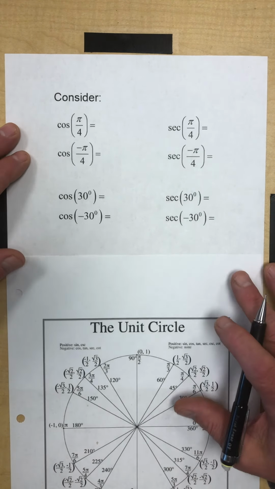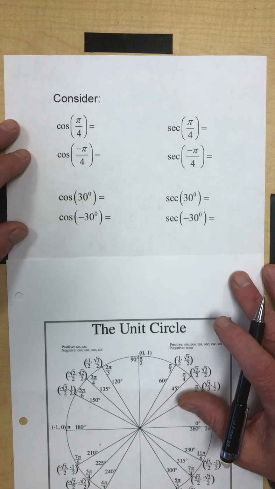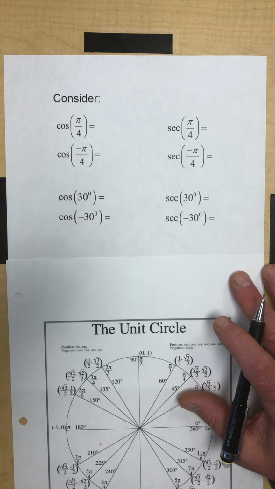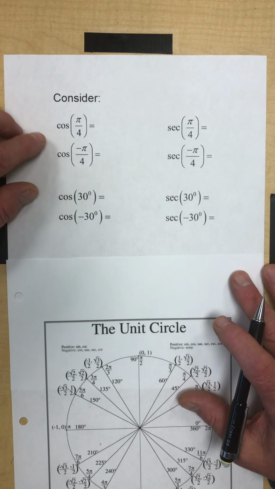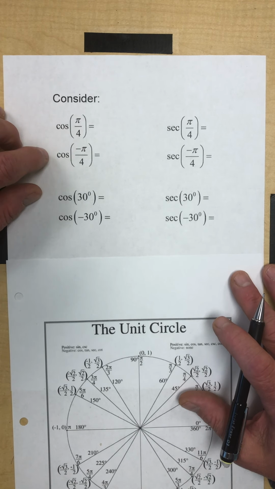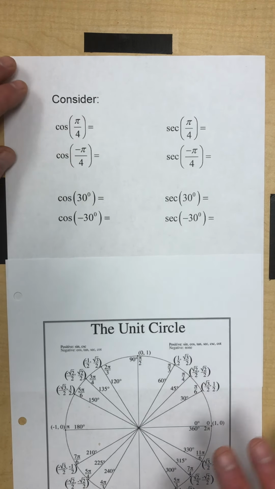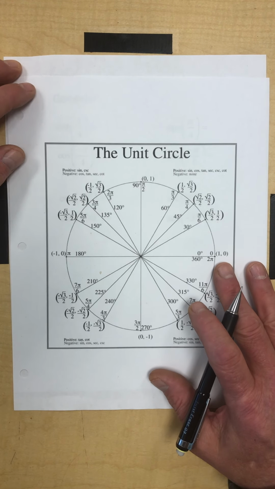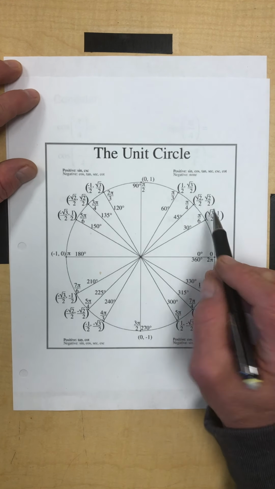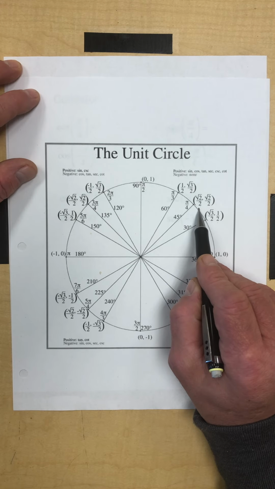I stayed with the same x values here just to make it easy. You could change it to different x values, it wouldn't make any difference. So let's look at cosine of pi over 4 and cosine of negative pi over 4. Now remember, on the unit circle, cosine is your x coordinate. So the cosine of pi over 4 is radical 2 over 2.